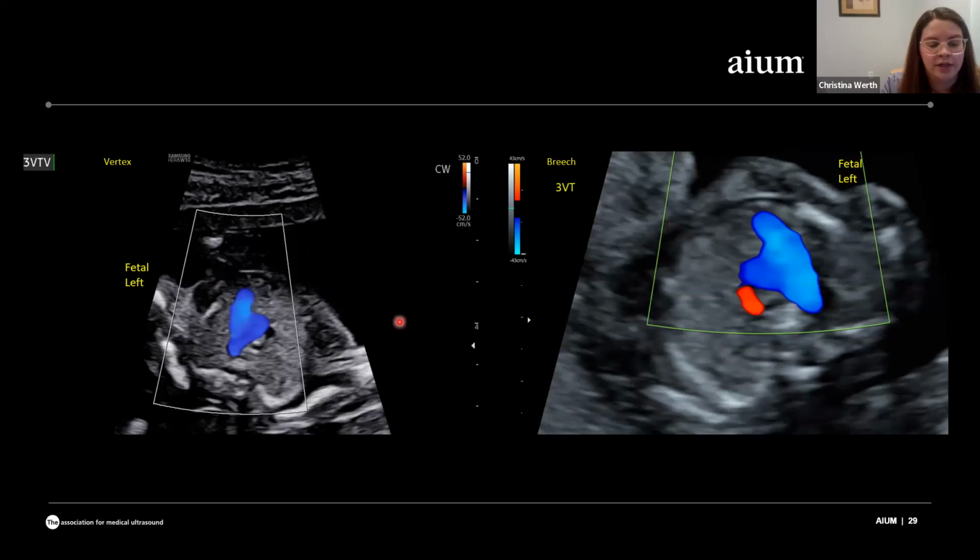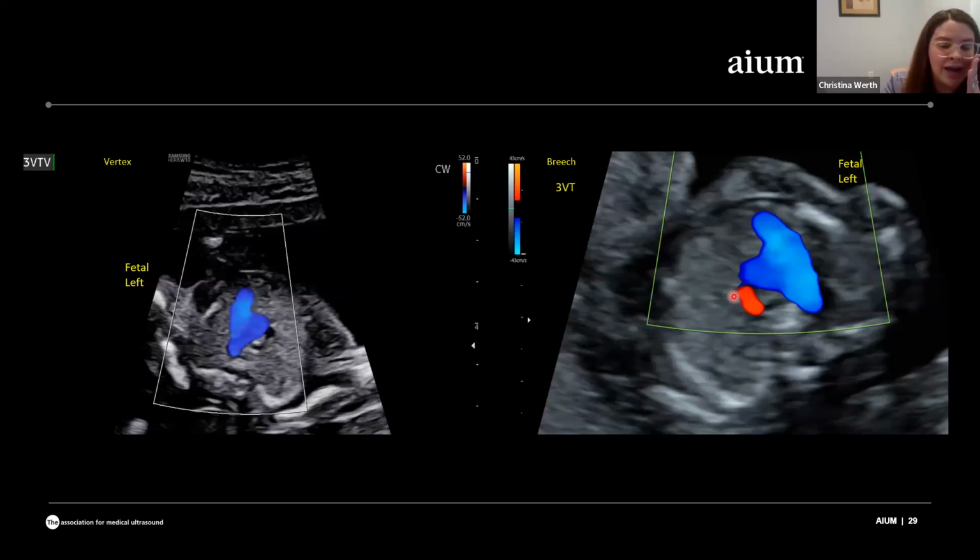So in this 3-vessel tracheal view with color, you can see that blood flow does flow in the same direction in both arches. And so in this situation where blood's going from the anterior part of the chest to the posterior aspect of the chest, it should be blue. And over here, we do see, again, that blue shift. This fetus is in a different position than this one over here, so I don't want that to confuse anyone.